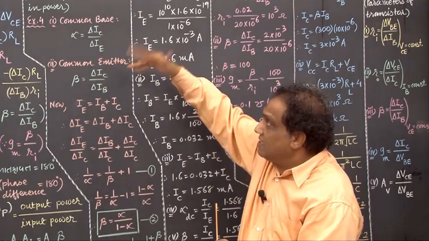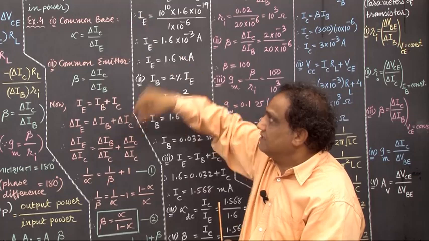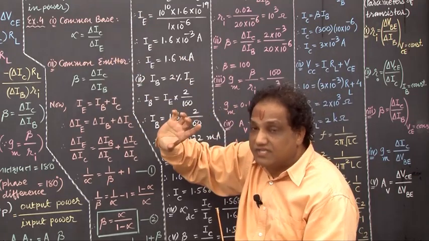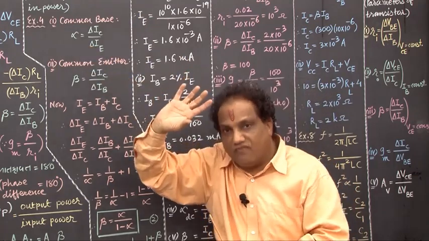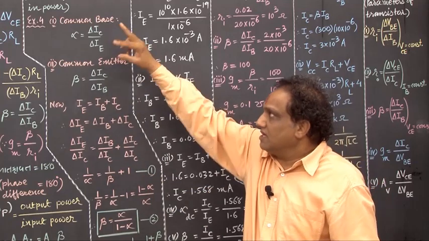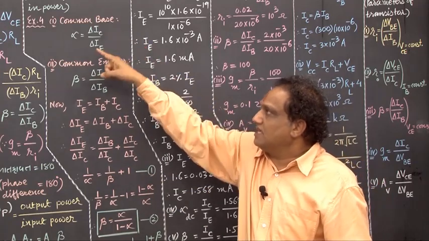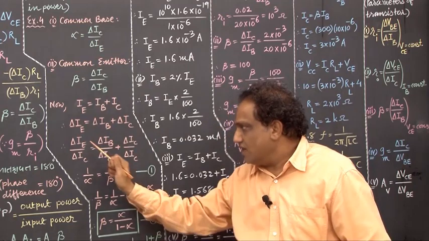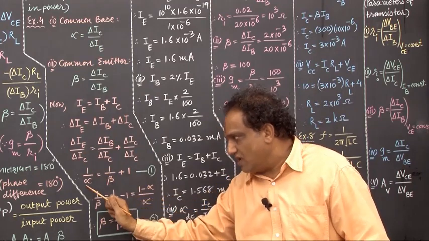But if it is the inverse of this, then delta IE upon delta IC will be 1 upon alpha. Just take the reciprocal. So delta IE upon delta IC can be written as 1 upon alpha.